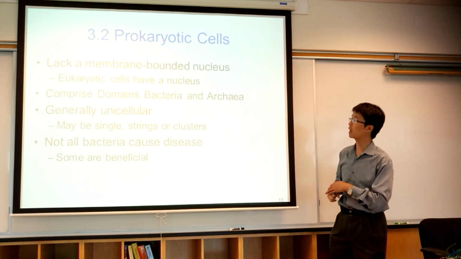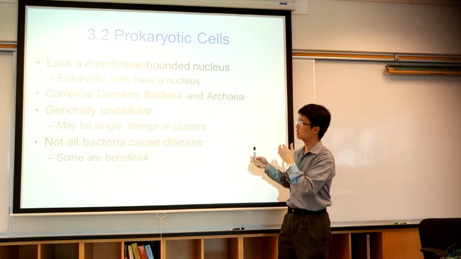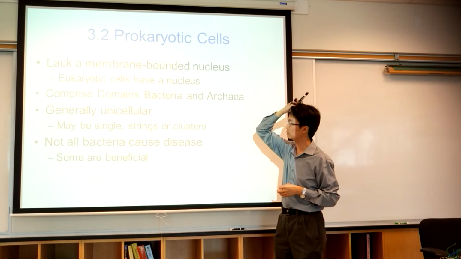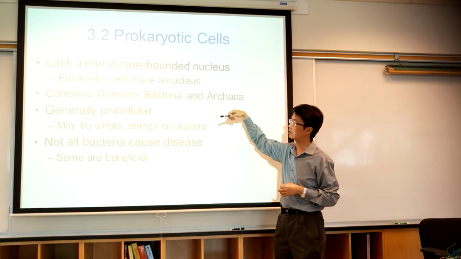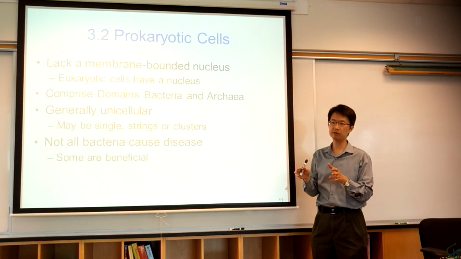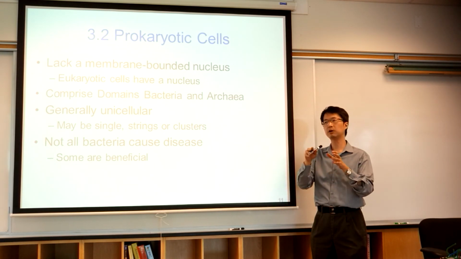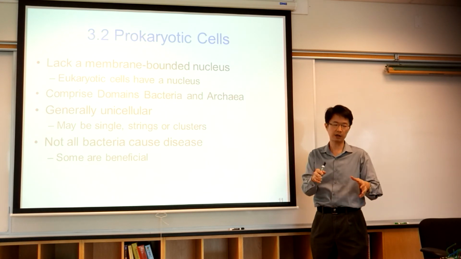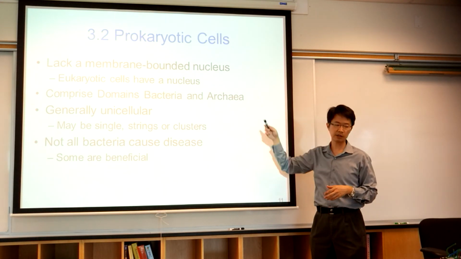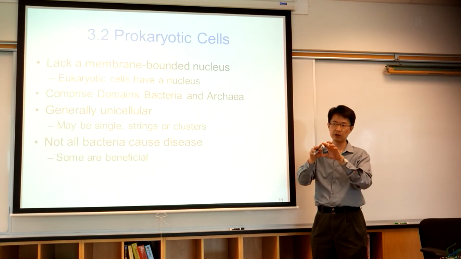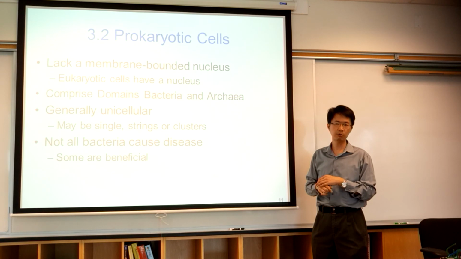Now we talk about the prokaryotic cell. Prokaryotic cells, as I said, do not have a membrane-bound nucleus. Eukaryotic cells have a membrane-bound nucleus. In the prokaryotic cell, they only have the chromosome or the DNA material lying naked in the cytoplasm. But in the eukaryotic cell, we have a membrane-bound nucleus. We have a nuclear membrane surrounding all the chromosomes or DNA.